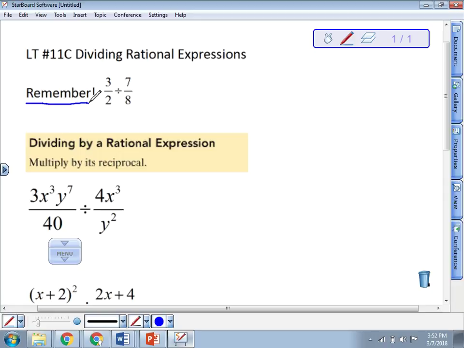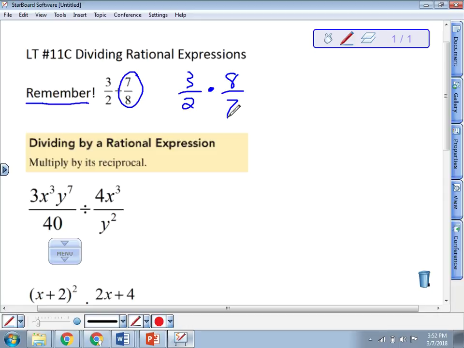Well, what we had to do is take the reciprocal of the term that we're dividing by, and then change this to multiplication. So if I was doing 3 halves divided by 7/8, I would change that division sign to multiplication, and then I would use the reciprocal, which means you just flip the numerator and the denominator. So the 8 would come to the top, and the 7 would come to the bottom.